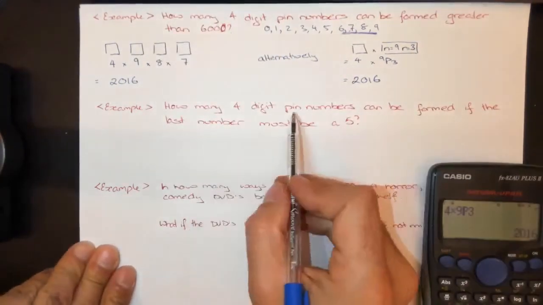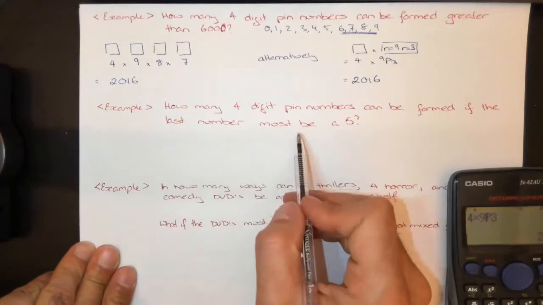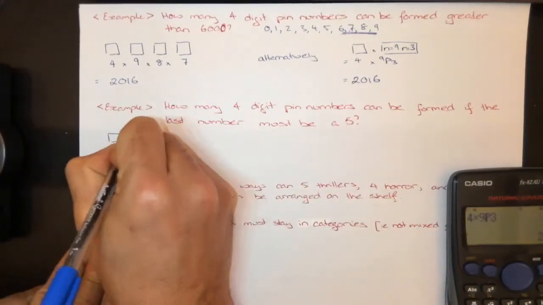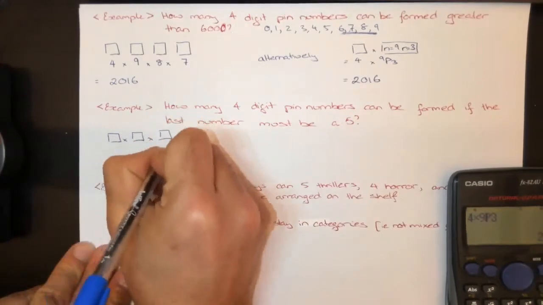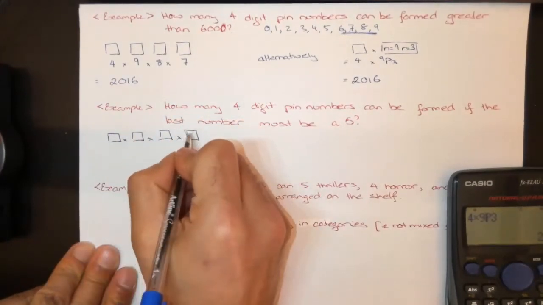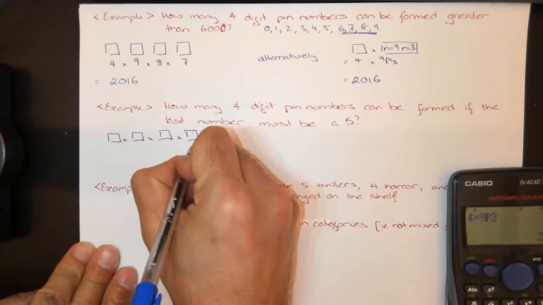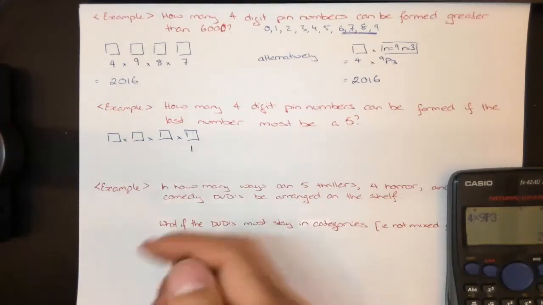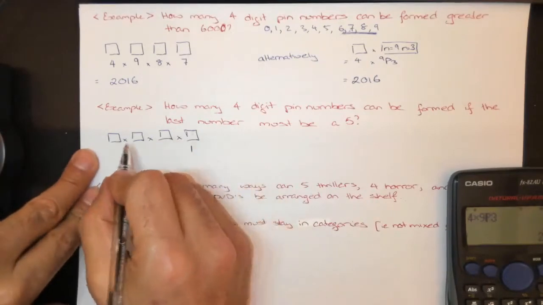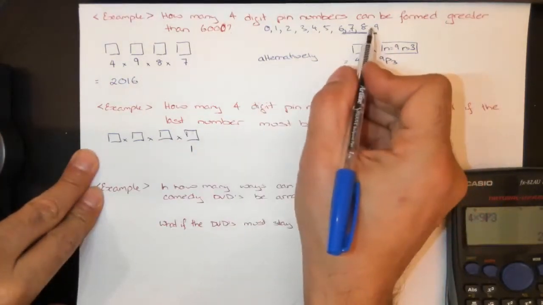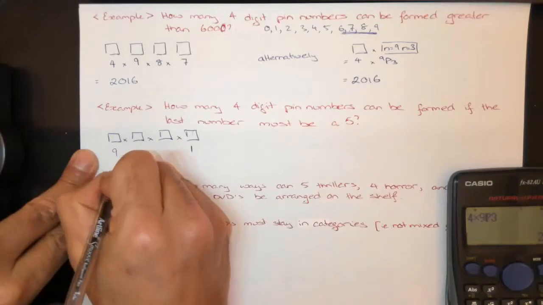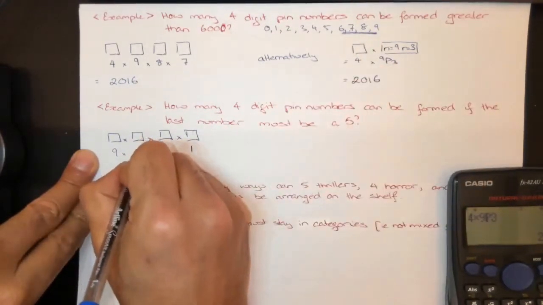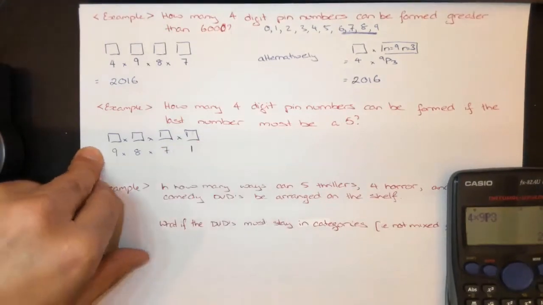So how many 4-digit PIN numbers can be formed if the last number must be a 5? So same thing. So we've got the 4 pins. If the last digit needs to be a 5, we'll only have 1 possible outcome there. Removing that 5, I would have 9 options here, 8 options here, and 7 options there.